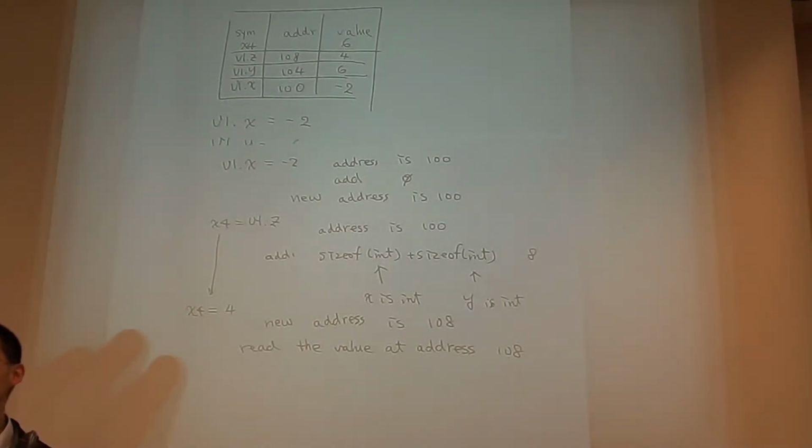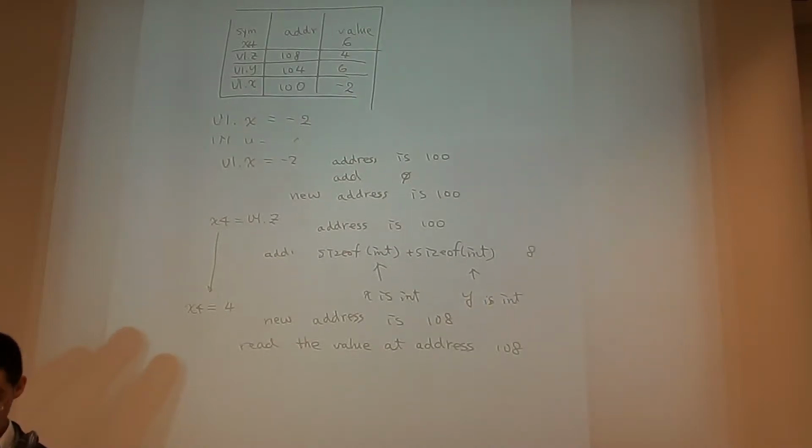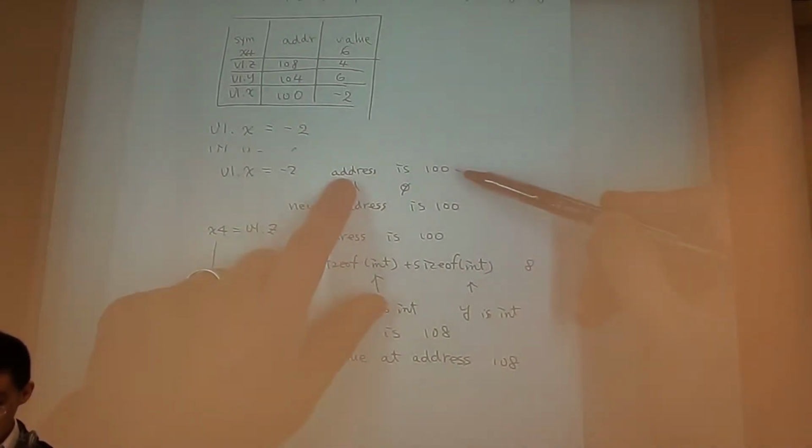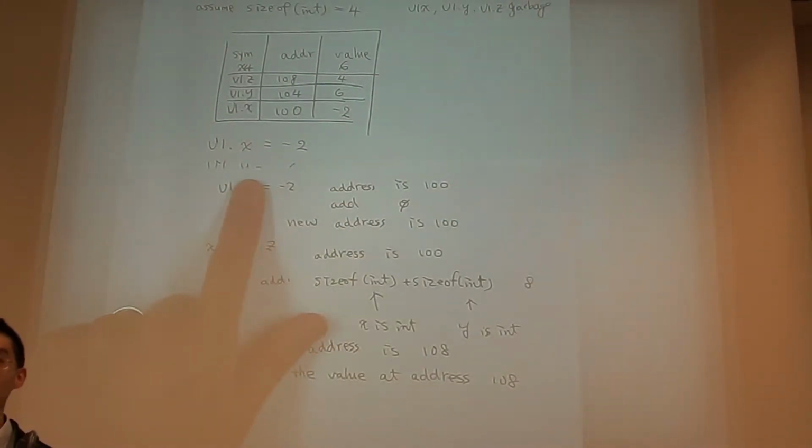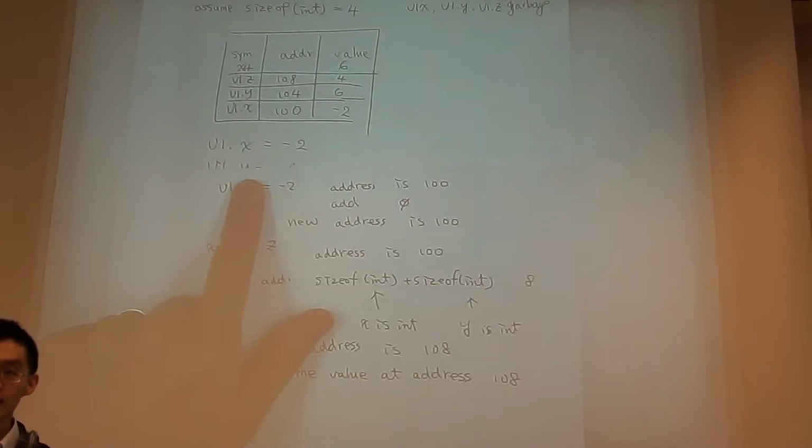Any questions so far? Address of which one? Both, the first one and the second one. Okay, so when you see V1, the first thing you do is to find the address of the very first attribute.